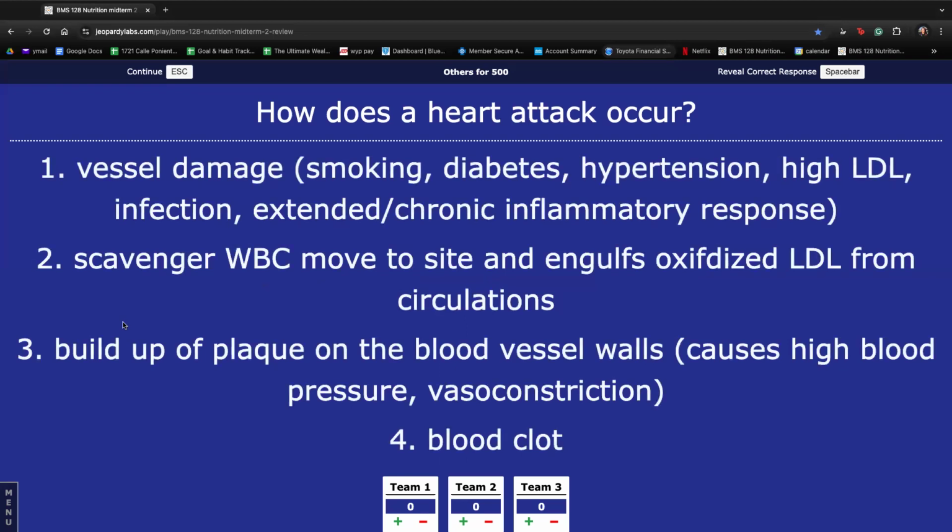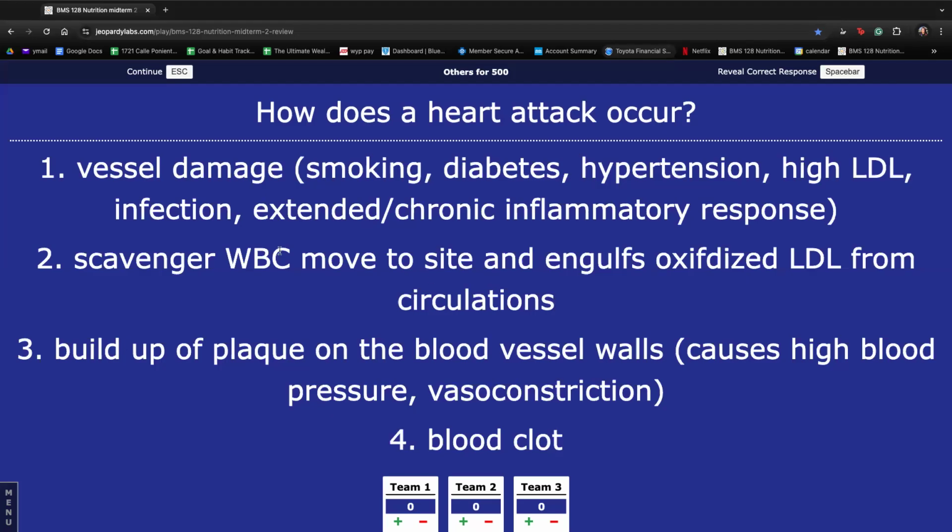It's actually vessel damage. Eating a lot of saturated fats does cause plaque to build up, but in order for it to accumulate and stay there, there needs to be an injury, a damage to the blood vessel. I think about this like a micro tear or a cut. And that is usually caused by being a constant smoker, or having diabetes or hypertension or high LDL levels, or even infection or a chronic inflammatory response.